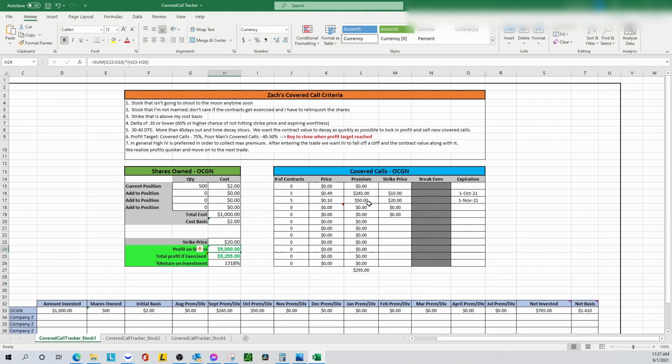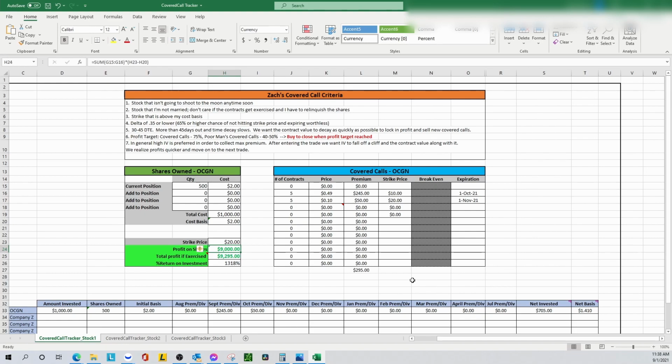Okay, so let's say we have 5 new contracts that expire in November. We collected 50 bucks. Now what does that do to our cost basis? So we look over here. So now our net investment is $705. That should be pretty straightforward. Our initial investment was $1,000, but we've collected $295. So now our net investment is $705. But collecting that additional $50 reduces our cost basis from $1.50 per share to $1.40 per share.